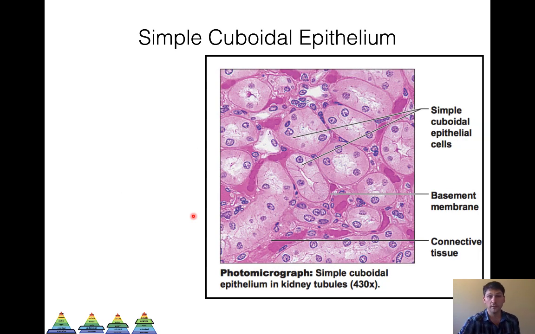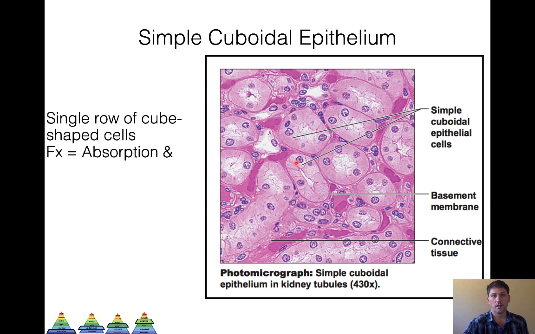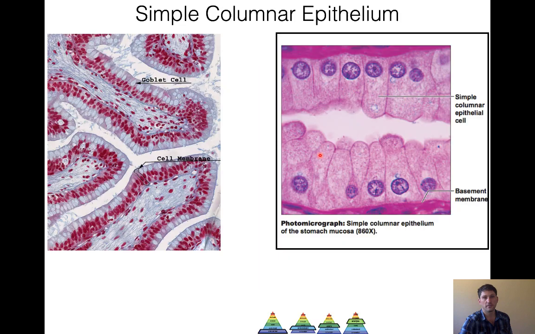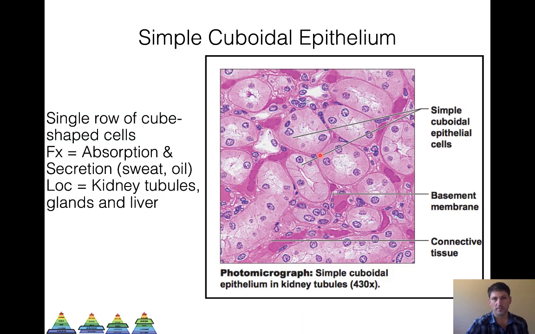Simple cuboidal cells, again, we saw an example of that, so we can see that basement membrane there. Single row, cube-like cells, they are involved in absorption and secretion, so making hormones, making sweat, making oil, and these will generally be producing those into the tubules that we see here. We find these in kidney tubules, glands, in our liver, all over our body. So they're very, very prevalent.